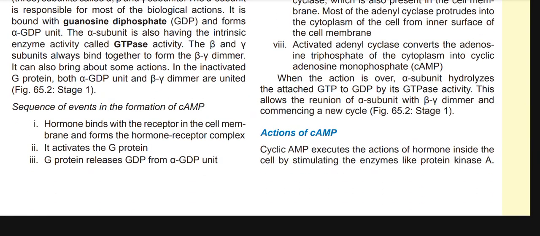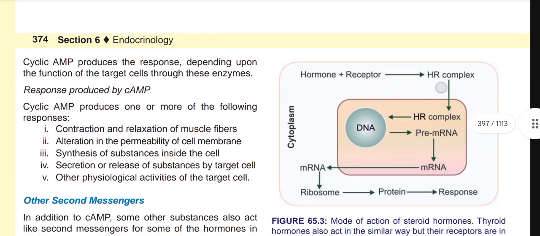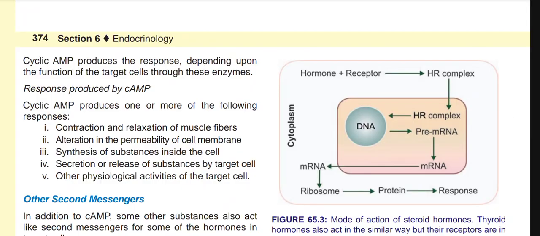Now we will know about the action of cAMP. So cyclic AMP executes the actions of the hormone inside the cell by stimulating enzymes like protein kinase A. So what does cyclic AMP do? Cyclic AMP executes the action of the hormone inside the cell by stimulating enzymes like protein kinase A. Now cyclic AMP produces the response depending upon the function of the target cell through these enzymes.